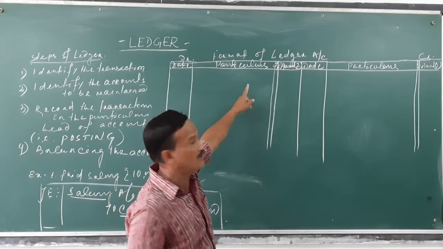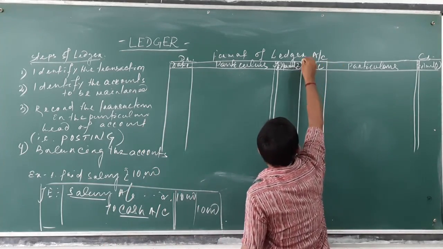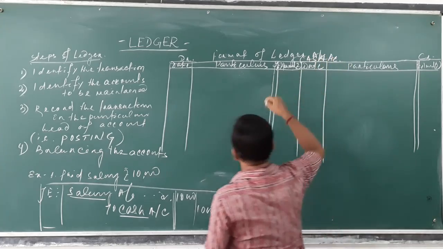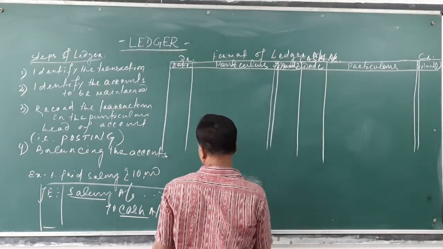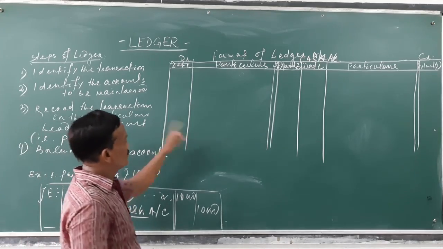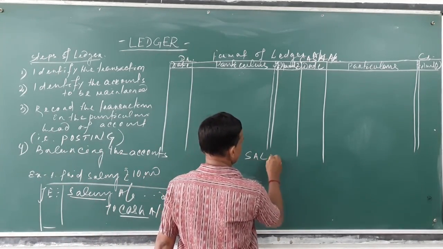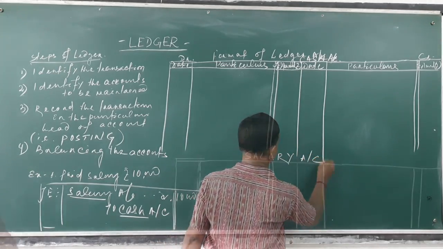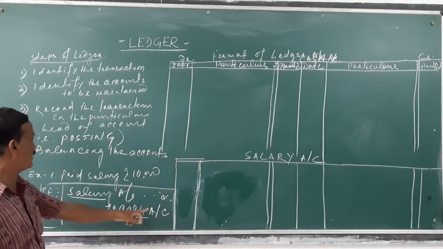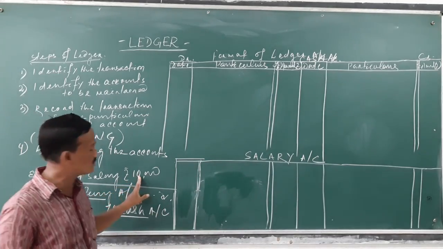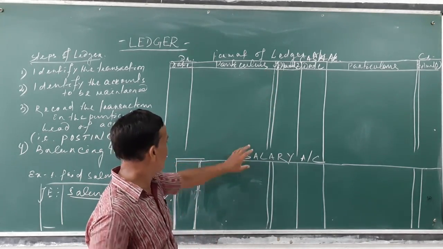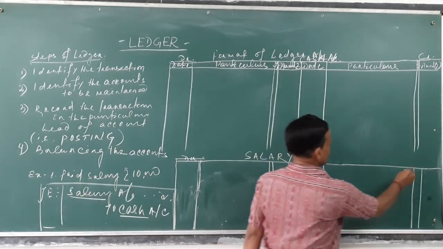So this is the format of the ledger. First, suppose we prepare the cash account. So this is the cash account we are maintaining. Then the second one is, suppose, the salary account. This is the transaction: salary account debited to cash account, 10,000 rupees. So we'll record the salary account first, then the cash account. In the salary account, this is your debit side, this is your credit side.